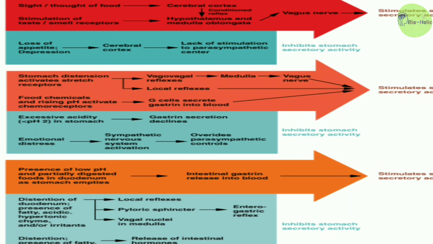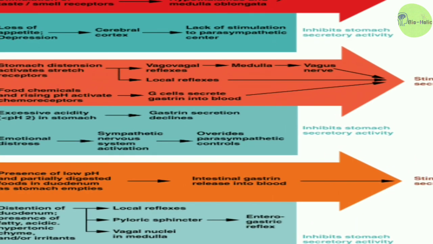And the food chemicals activate the G cell, which secretes gastrin, and this also causes an increase in stomach secretory activity. On the other hand, excessive acidity in the stomach and emotional distress cause gastric secretion to decline, and the emotional distress causes sympathetic nervous system activation that overrides the parasympathetic control and in turn causes inhibition of stomach secretory activity.